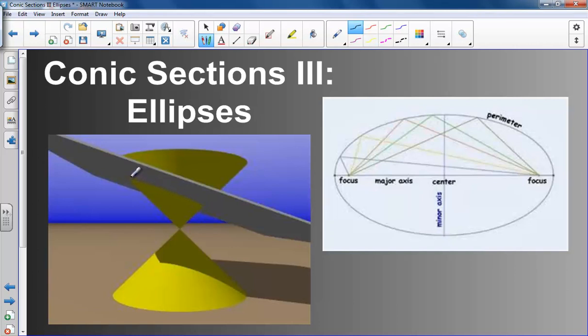And so if I were just to cut it off right there, I would wind up with a shape that looks like this. And so in elementary school you learned that this was an oval, but its correct name is an ellipse. And so that's our third conic section.